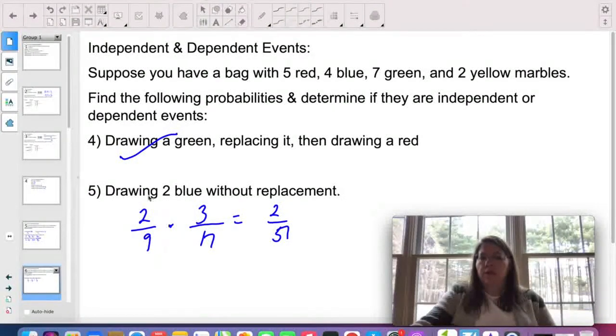Well, this one by itself is independent, but then when we multiply by the second one, it becomes dependent because we did not replace the marble. So what we get here depended on what we got here. So this one is a dependent event.